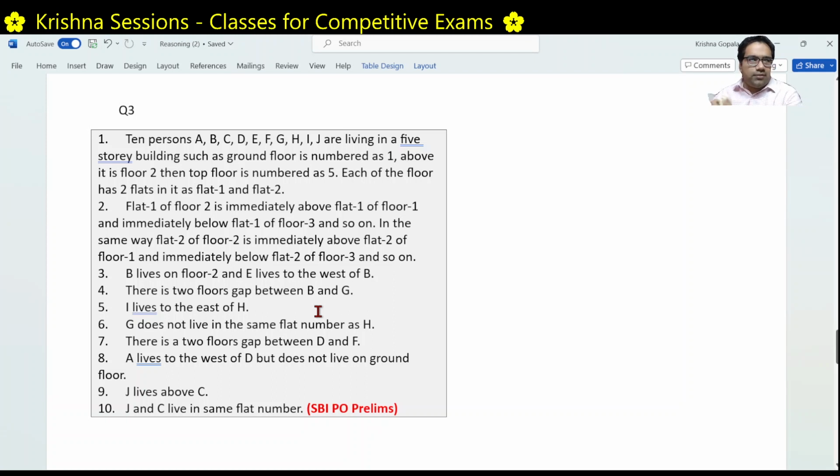Ground floor is first. Ground, one, two, three, four, five. Starting from ground, starting from 1. And flat 1 of floor 2 is immediately above flat 1 of floor 1. So the structure is something like this.